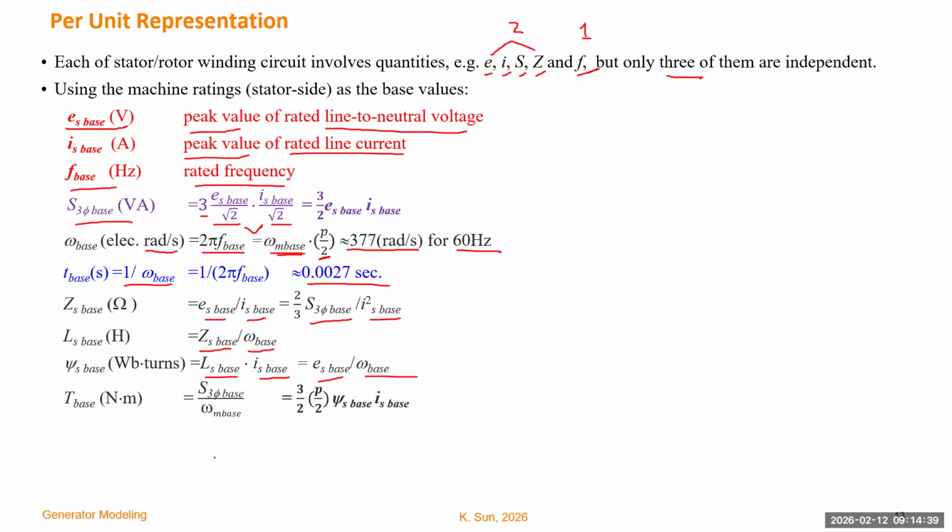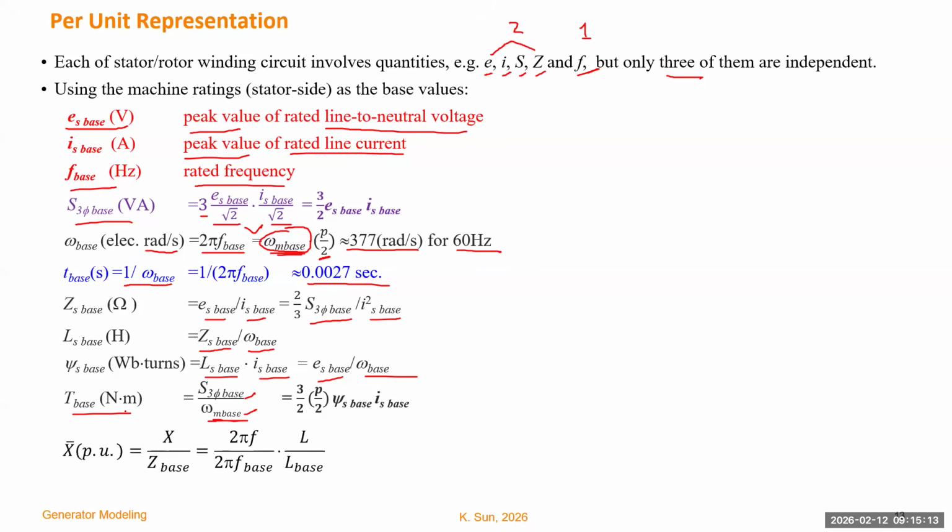The next one is the torque base. Torque base is defined as the power divided by the speed. So if you know the power base and the speed base, you will be able to calculate torque. This speed is actually the mechanical speed, not the electric speed, which is the slower speed when you have more than 2 poles. So this one will tell you the true torque, and using this base, you can change all the torque into per unit.